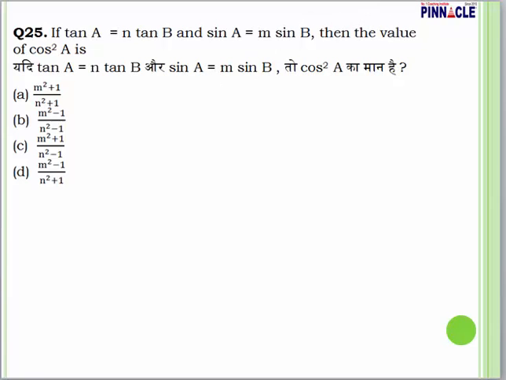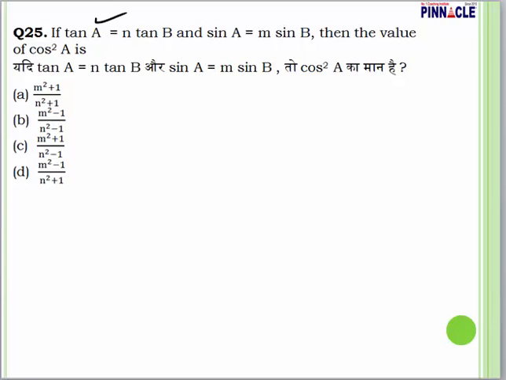And what is the question? If tangent A is equal to n tangent B and sine A is equal to m sine B, then the value of cos square A would be how much? In such kind of question, you can put values. Let's say for tangent A, you can take the value, for example, 60. You should try not to take 45, because then in the options it can go to infinity or zero. So better would be to take either 60 or 30.